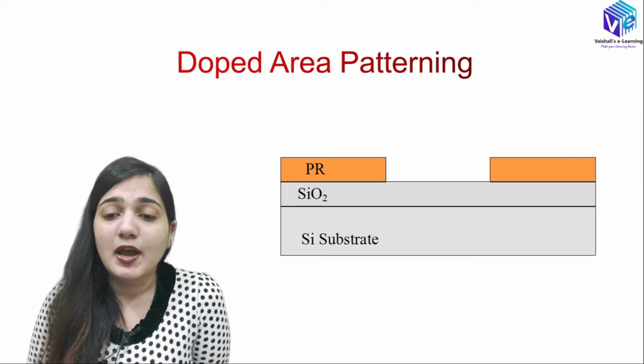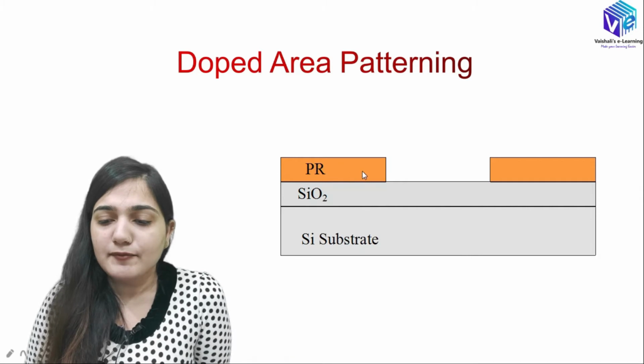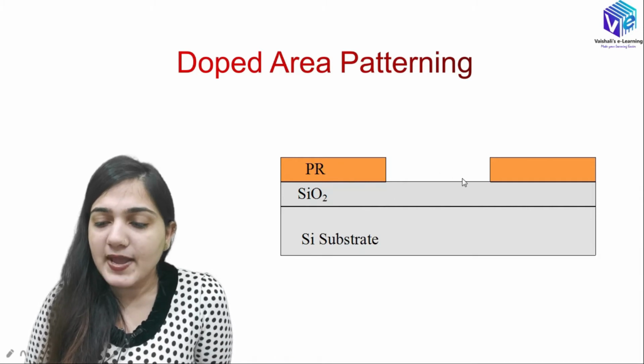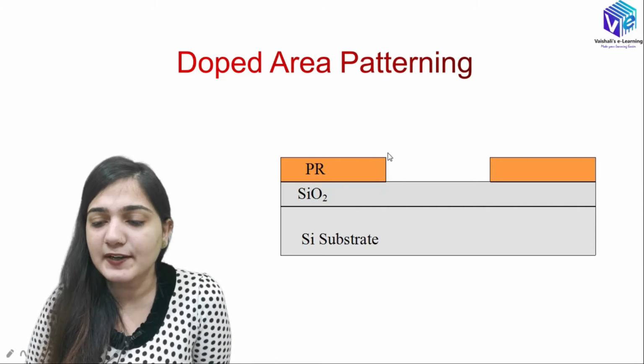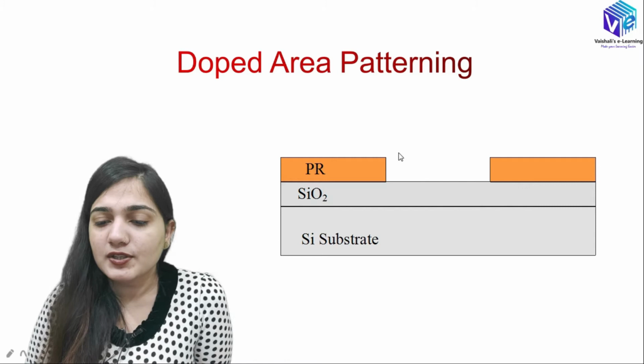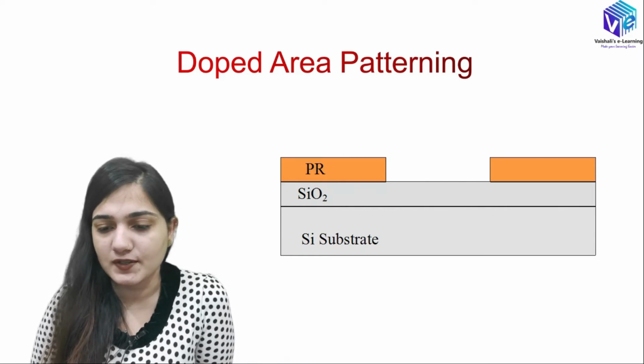Now coming to the doped area patterning. With the help of photoresist, I am making the patterns. I am changing the properties of the photoresist and I am making this pattern over here. So this is the pattern made with the help of the photolithography process.